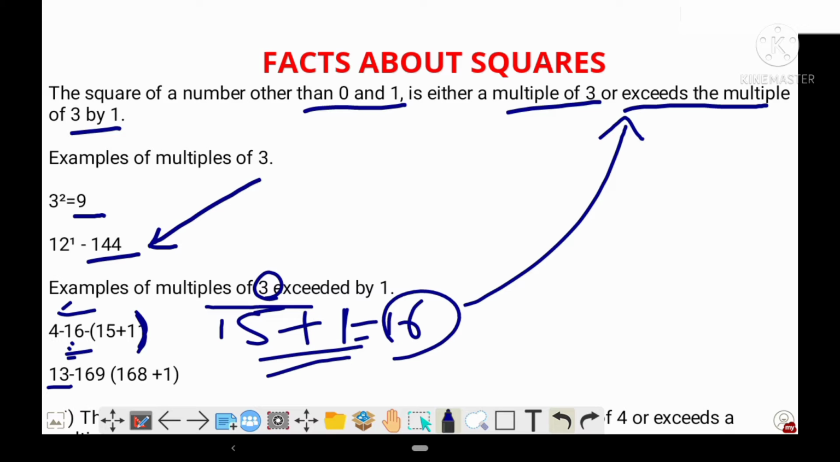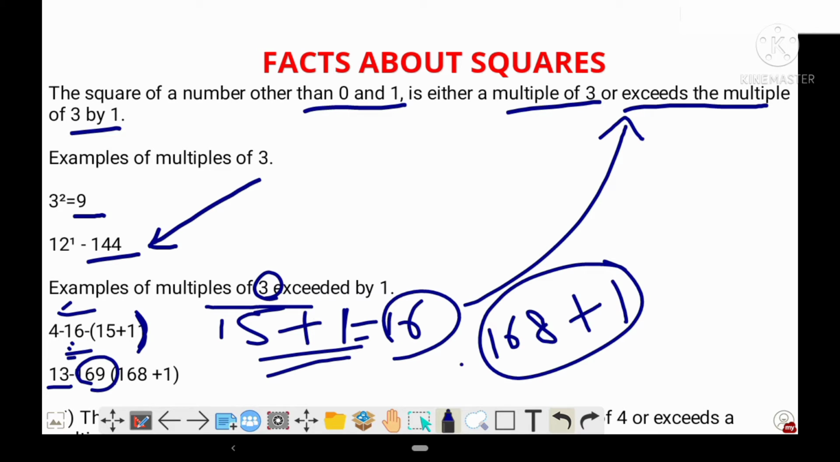Means the square is either a multiple of 3 or it exceeds a multiple of 3 by 1. Here you see, in the second example, the square of 13 is 169. And here you see 168 is increased by 1 and we got 169. And 168 is a multiple of 3. Here 15 is a multiple of 3 and it has been exceeded by 1, therefore you got 16, right?